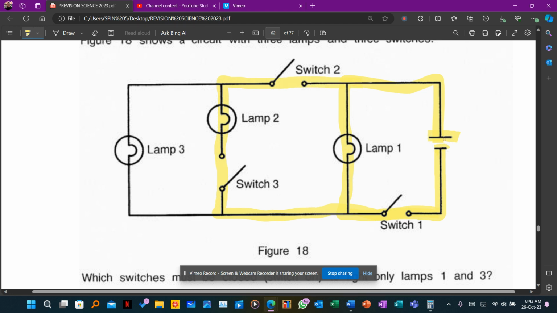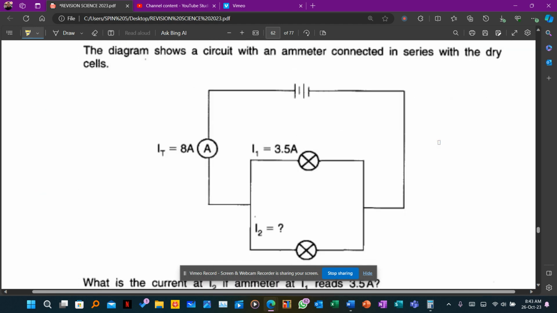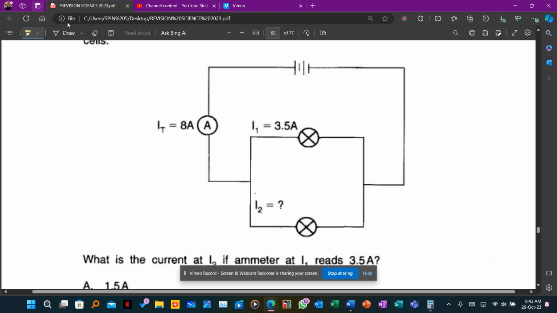In order to light up lamp 3, you just need to turn on switch 1, then the current will flow to lamp 3, and then you need to switch on switch 2 so that the current can flow completely. Okay, next one is asking about measurement of current.